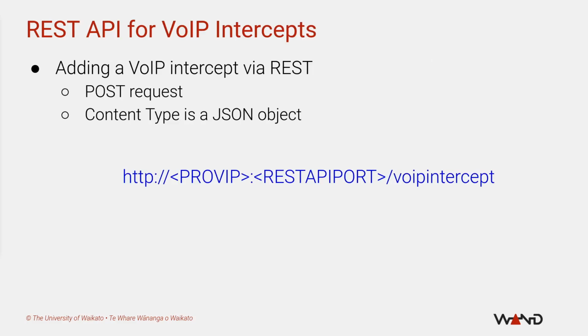So that's the first step completed. Now we can use the REST API to start a new VoIP intercept using the same principles as before. Once again, we're going to send a POST request containing a JSON object that describes the intercept parameters. This time, we're going to send the request to the URL at /VoIP intercept.